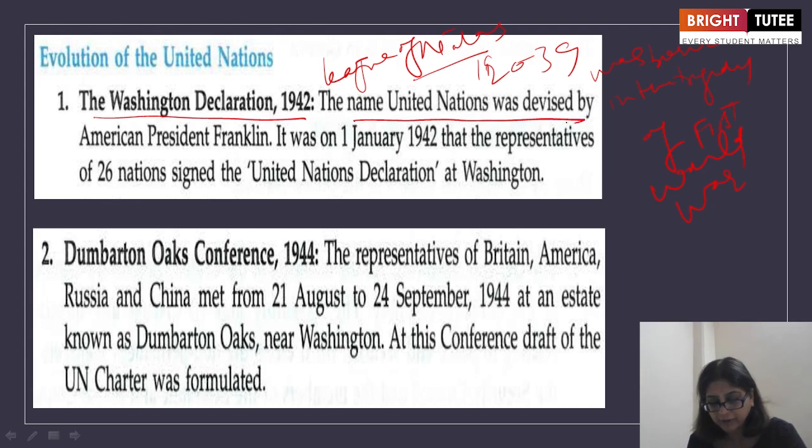The name United Nations was devised by American President Franklin Roosevelt. It was on 1st January 1942 that the representatives of 26 nations signed the United Nations Declaration at Washington. Then the Dumbarton Oaks Conference of 1944: the representatives of Britain, America, Russia, and China met from 21st August to 24th September 1944 at an estate known as Dumbarton Oaks near Washington. At the conference, a draft of the United Nations Charter was formulated.